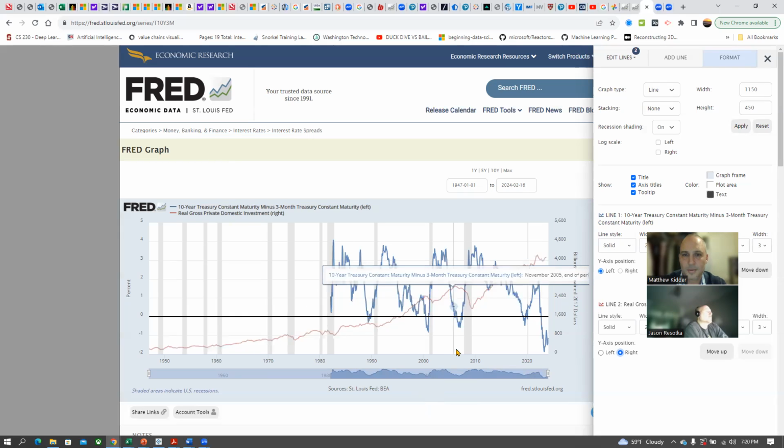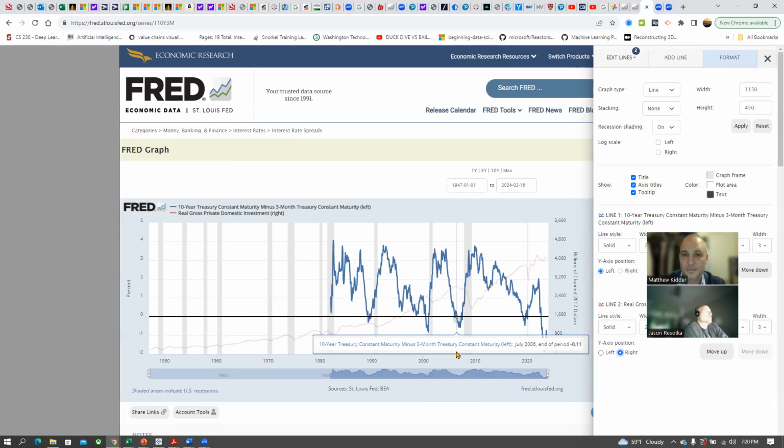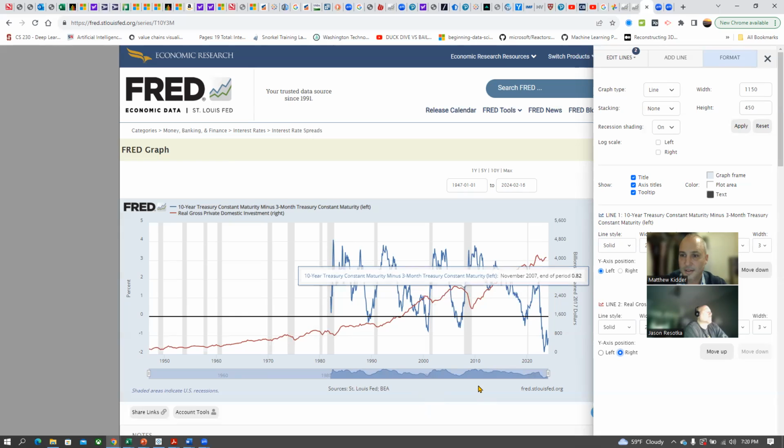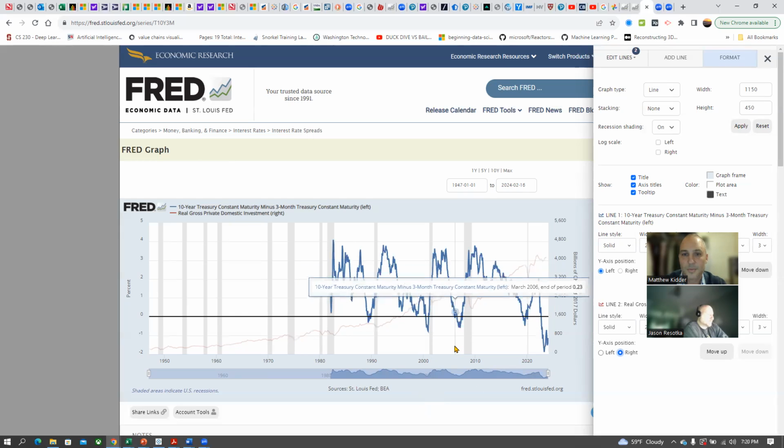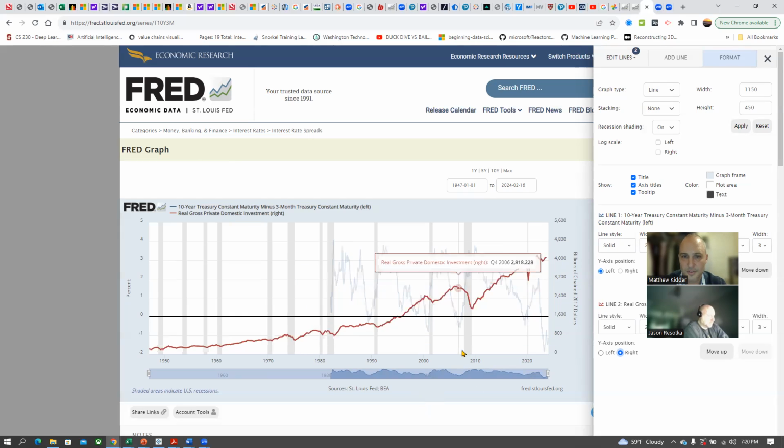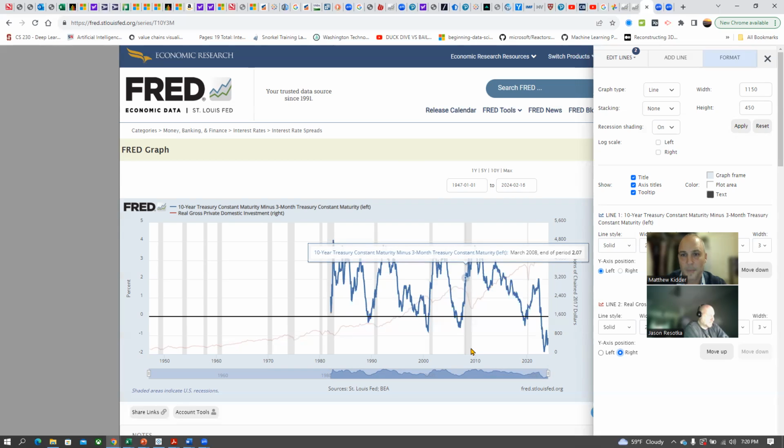We saw that before the 2008. There was a lot of investment starting to drop, yield curves negative. We get a 2008 recession.